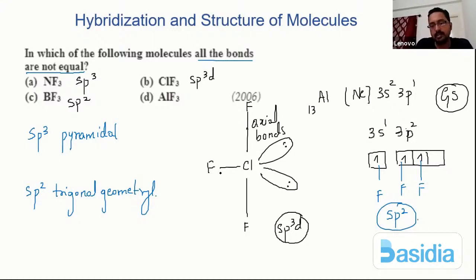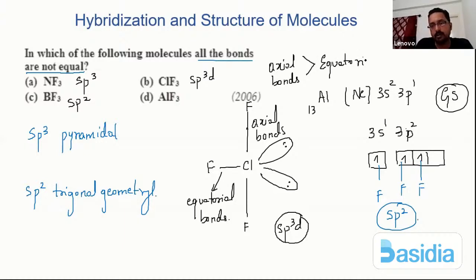Elongating the axial bonds. Let us not forget, these are your equatorial bonds. These are equatorial bonds, axial bonds and equatorial bonds. And we have already understood that when we compare the axial bonds, axial bonds are longer compared to which bonds? Compared to the equatorial bonds. Correct? They are longer compared to the equatorial bonds.